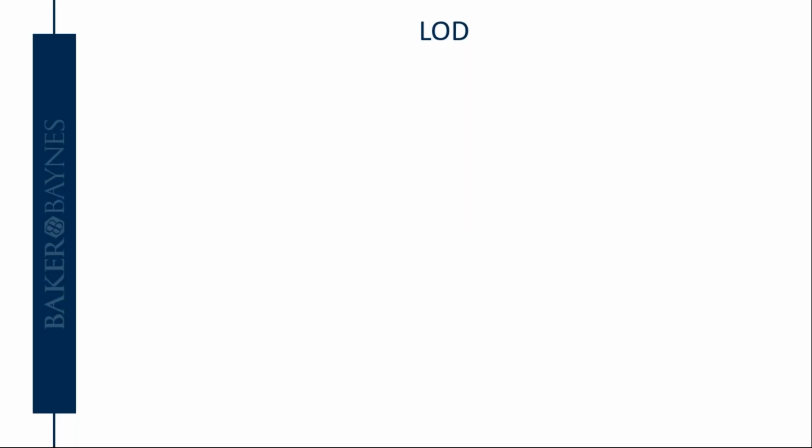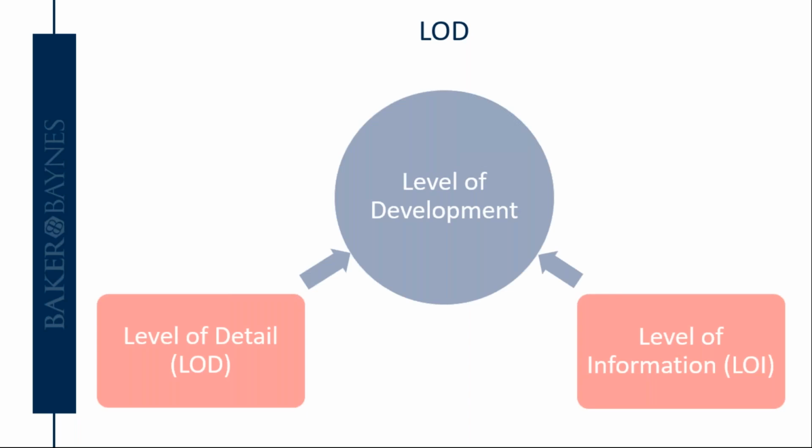So let's get a little bit more into it, about what it actually is. LOD is commonly understood as level of detail, but it's probably more accurate to refer to it as level of development of a particular model. Sometimes the two are used interchangeably, but strictly speaking, there is a difference. Why it's important to understand what these terms mean is because it essentially sets the bar for how much work you and your team are intending to put into your model. And more than that, level of development is comprised of both level of detail as well as level of information.